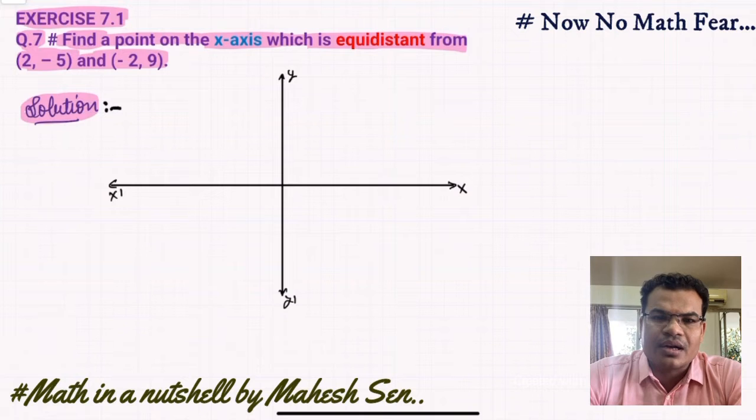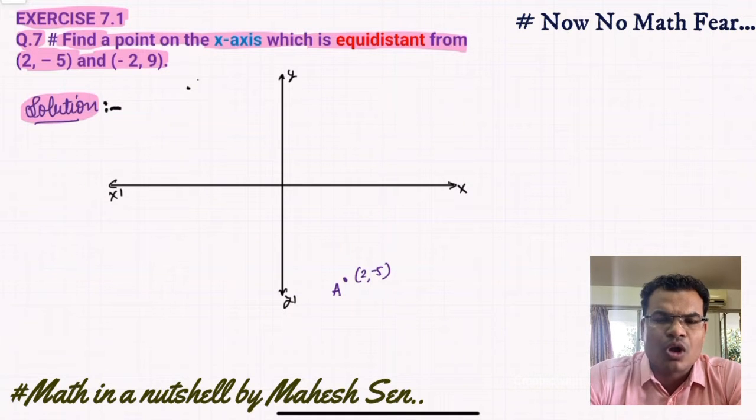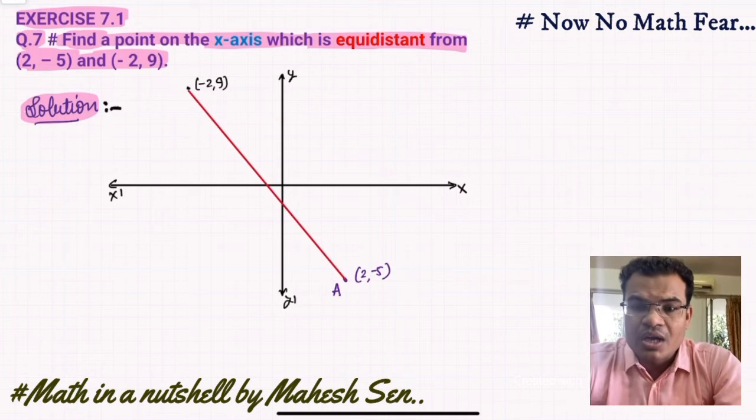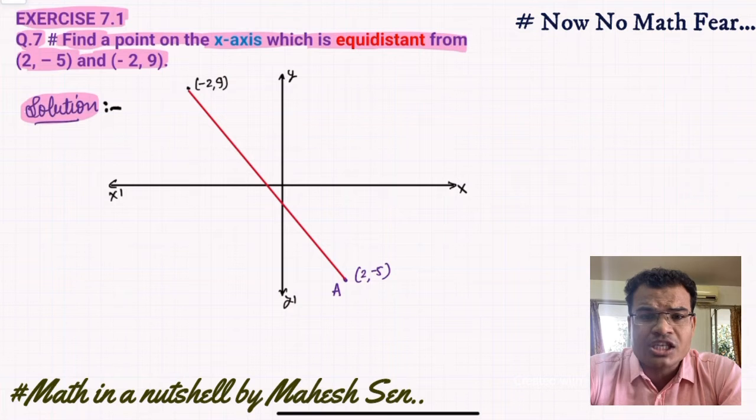So let's start. Very first, we'll have to mark these two points, 2 comma minus 5 and minus 2 comma 9. Equidistant means equal distance. So these two points are equidistant from a point. A is 2 comma minus 5, and B is in the second quadrant, where x is minus 2 and y is 9. So I'll put minus 2 comma 9 as the second point, and we can call them A and B. After this we'll join these points and you can see a point on the x-axis.